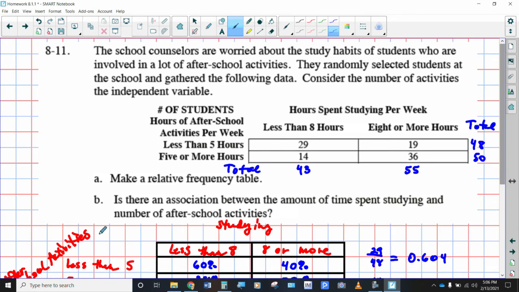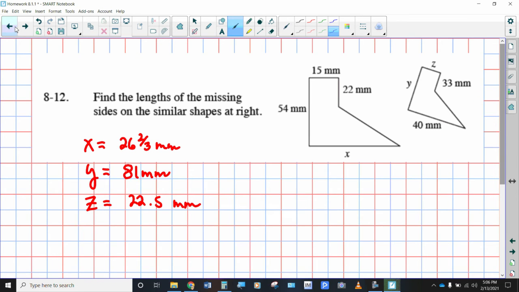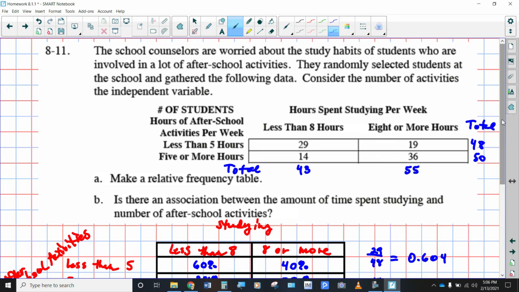All right, relative frequency tables. Do I want to spend the time on this problem? Oh, how much more do we have to go? Hey, okay. Well, let's just do a snapshot of it. I won't go into details.